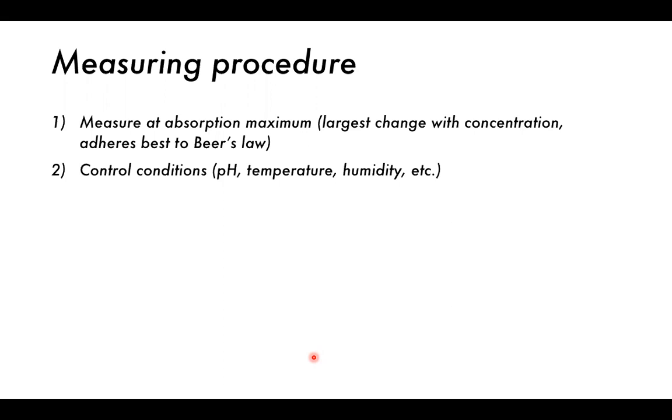We want to control the conditions. So we want to make sure we have the same pH in all of our solutions. We conduct it at the same temperature. The room humidity doesn't fluctuate too much, things like that. So usually we have a temperature and humidity controlled room.